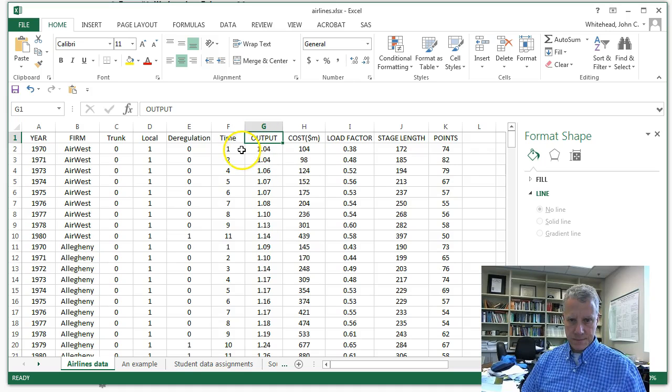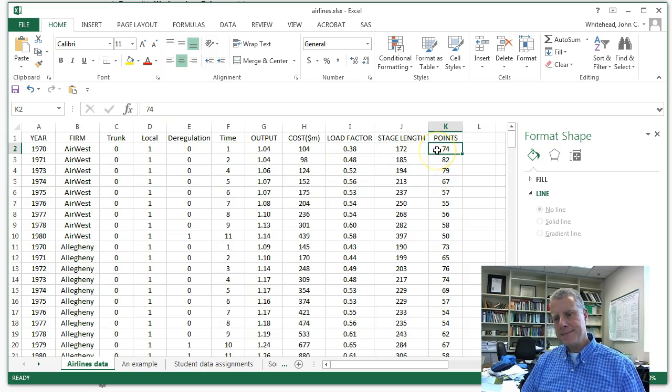Output is an index number, and I have added 1 to the index number, so if you decide to square or cube output, then the number will go up and not down. Cost is in millions of dollars. Then there are 3 airline industry variables: load factor, stage length, and points. I think load factor goes from 0 to 1, and that's the percentage of airline seats that are occupied on average for the airline. Stage length is the average number of miles per flight, and points is the number of cities that the airline travels to.